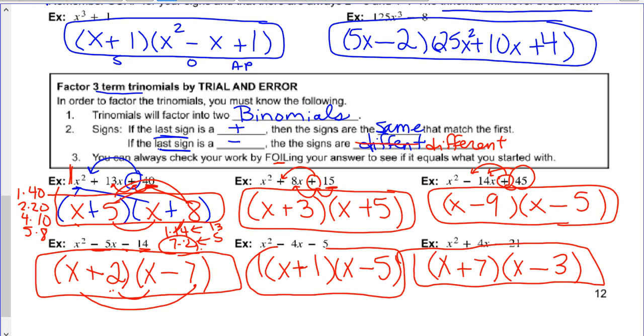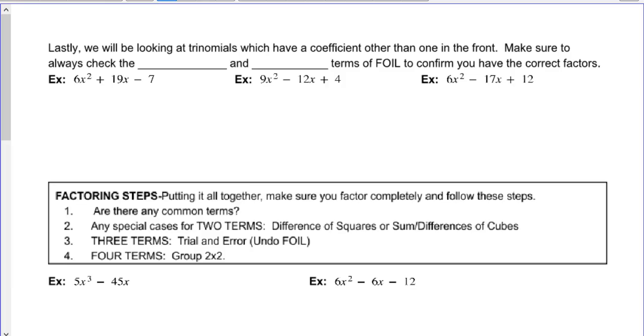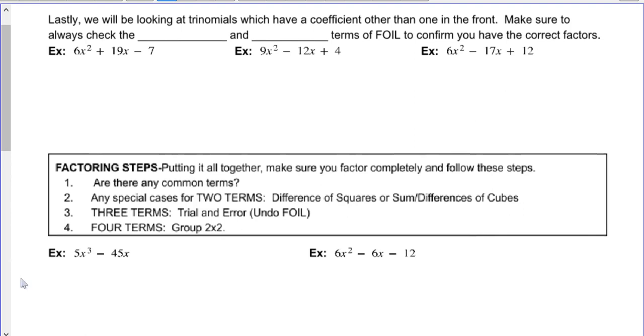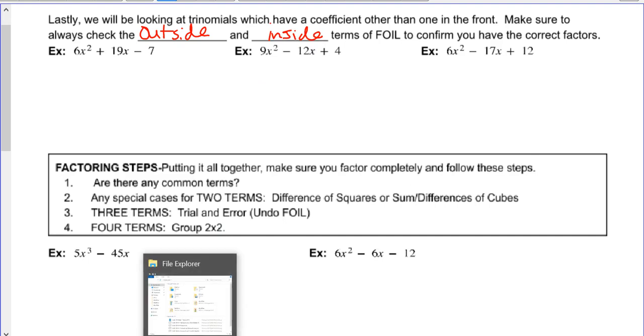Now, not all of the time will you have that nice 1 in front that you can do that trick. But don't panic, because this time we're still going to do some trial and error. This is where you really want to make sure you have a pencil, because it may not work the first time, okay? Lastly, we will be looking at trinomials which have a coefficient other than 1 in the front. So make sure that we always check the outside and the inside of FOIL in order to determine that you have the correct factors, okay?